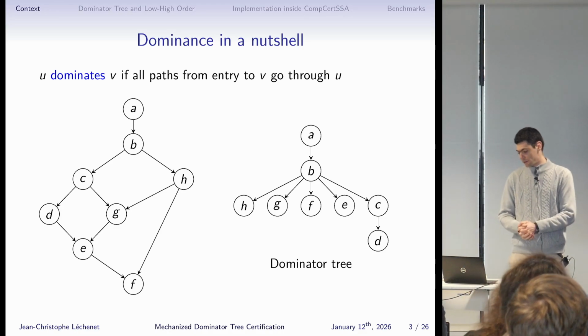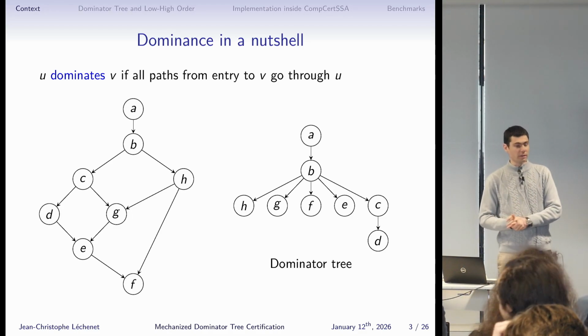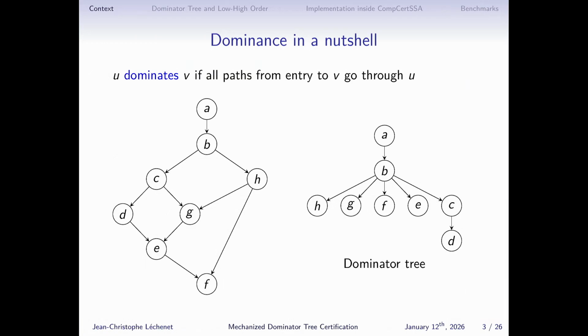Okay, and so dominance has a lot of interesting properties. In particular, it's a partial order: reflexive, transitive, antisymmetric. But it also has this nice property that it can be stored in the form of a tree, where being an ancestor in the tree means being a dominator. And the parent in the tree is called the immediate dominator. And here is the dominator tree in this example.